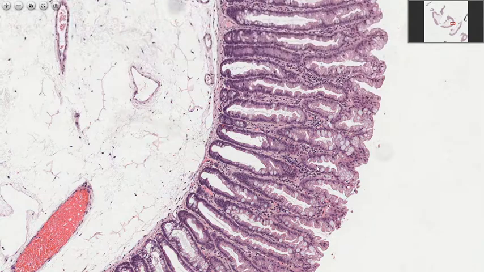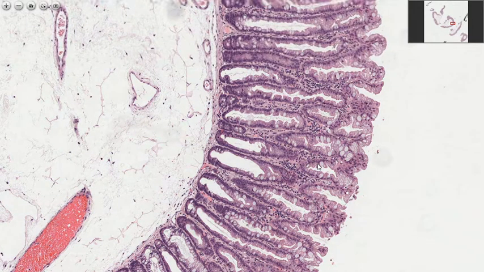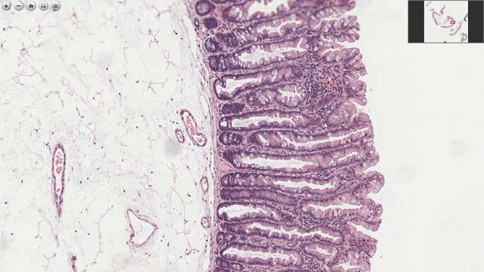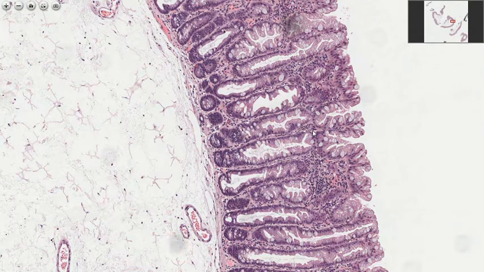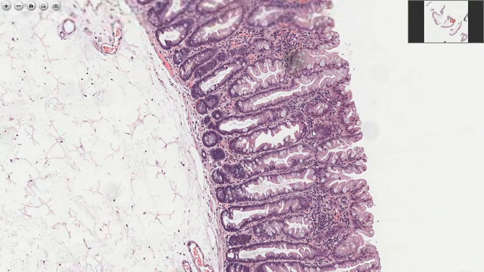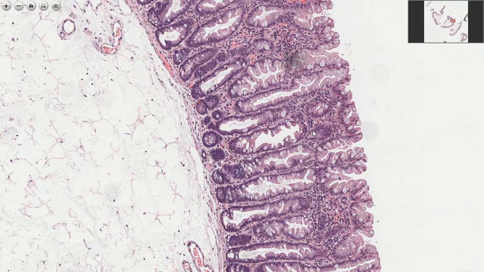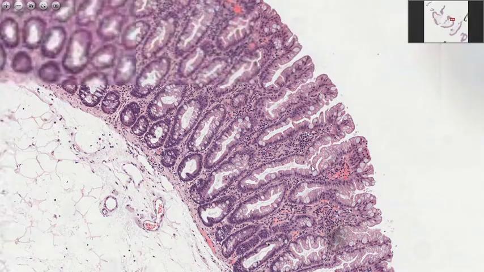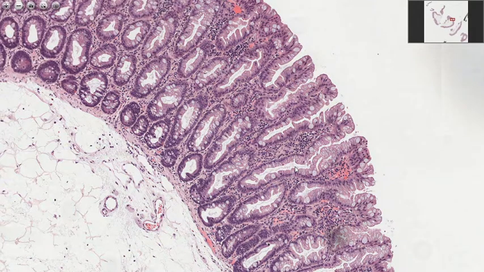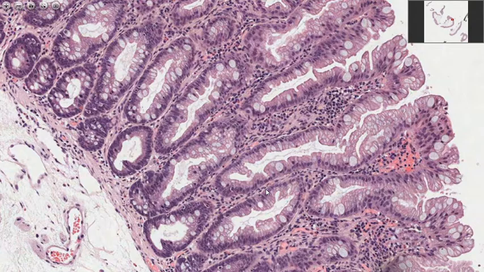So for the definition of the sessile serrated lesion, you need at least one undisputed crypt which is highly compatible with a sessile serrated lesion. And I think we are seeing more than one crypt, which is fully compatible with sessile serrated lesion.